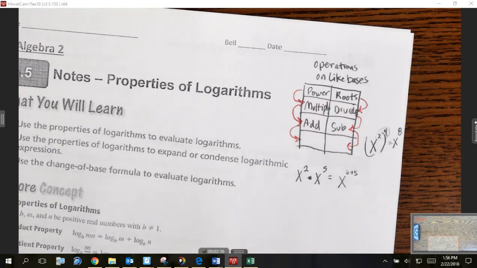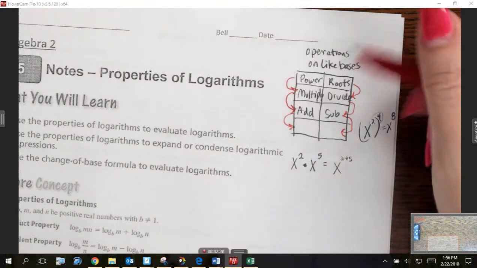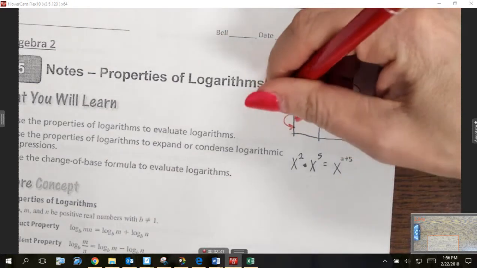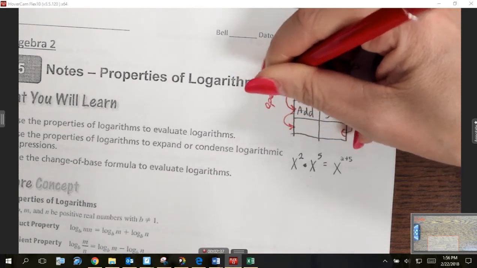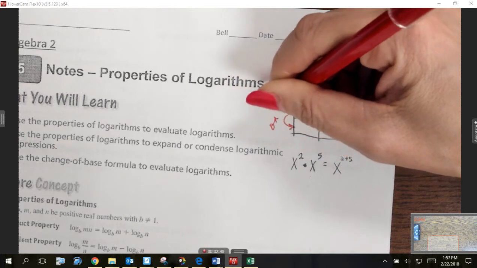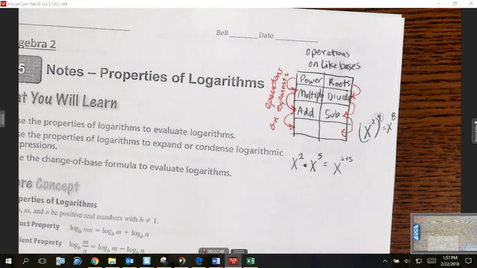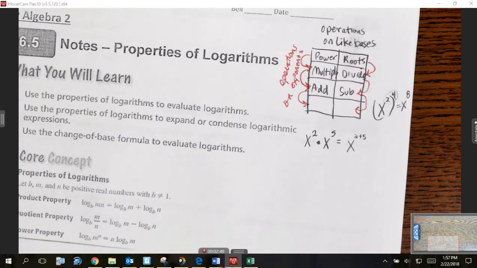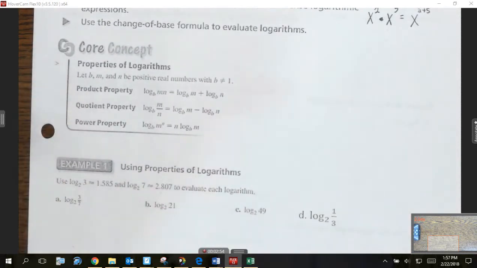We did that chart. Now, since logarithms are related, they're inverses of exponents, they have similar rules, but you won't do the same rule. Well, you'll see in a second. Hold on. This is an operation on exponents. So you're going to see how logarithms are different. So we have 3 core concepts, 3 properties of logarithms that we're going to look at today. And I'm going to give you actual number examples for each of these.